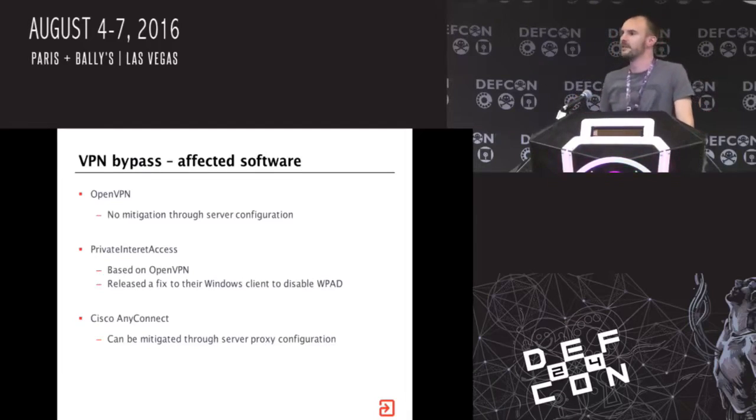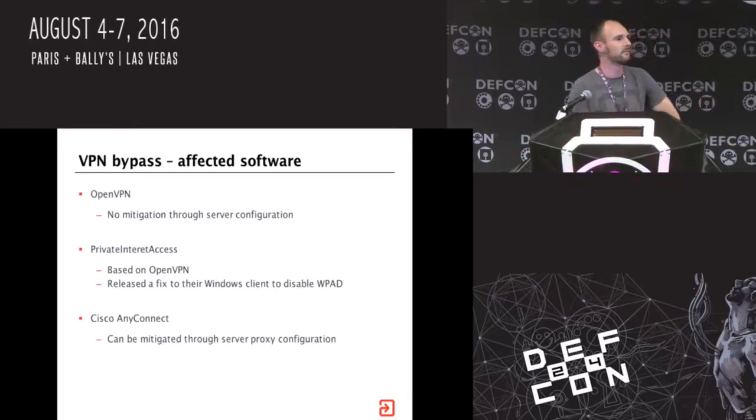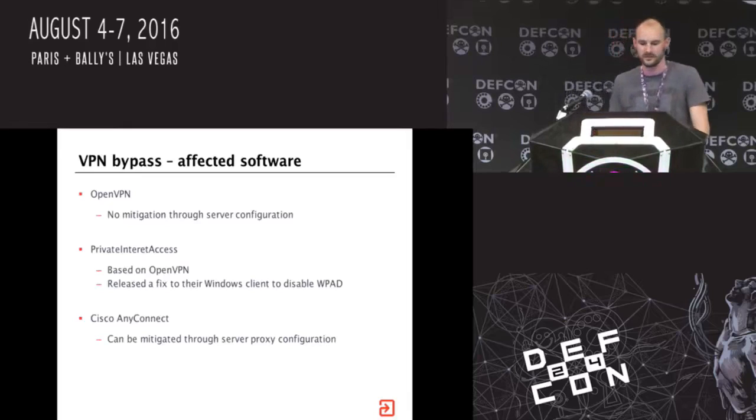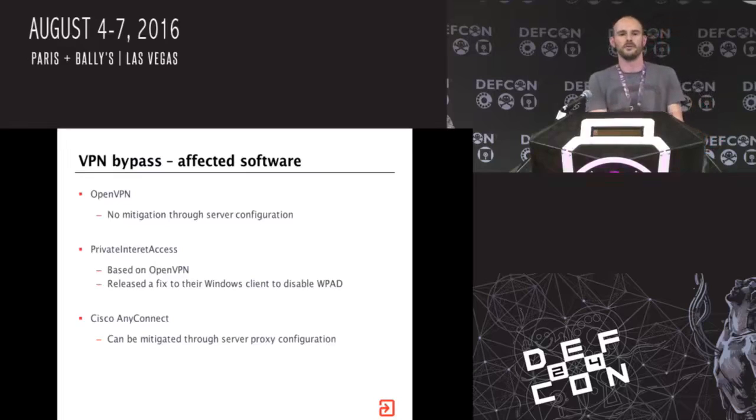Private Internet Access. I don't know who uses Private Internet Access in this room for VPN configuration. We reported this issue to them as well as OpenVPN. They have fixed it. Their client is based on OpenVPN, but they've implemented a client-side fix to disable WPAD to kind of fix this. And more corporate VPN solutions, for example, Cisco AnyConnect, actually have an option to push your own proxy or completely wipe all proxy settings before coming this way.